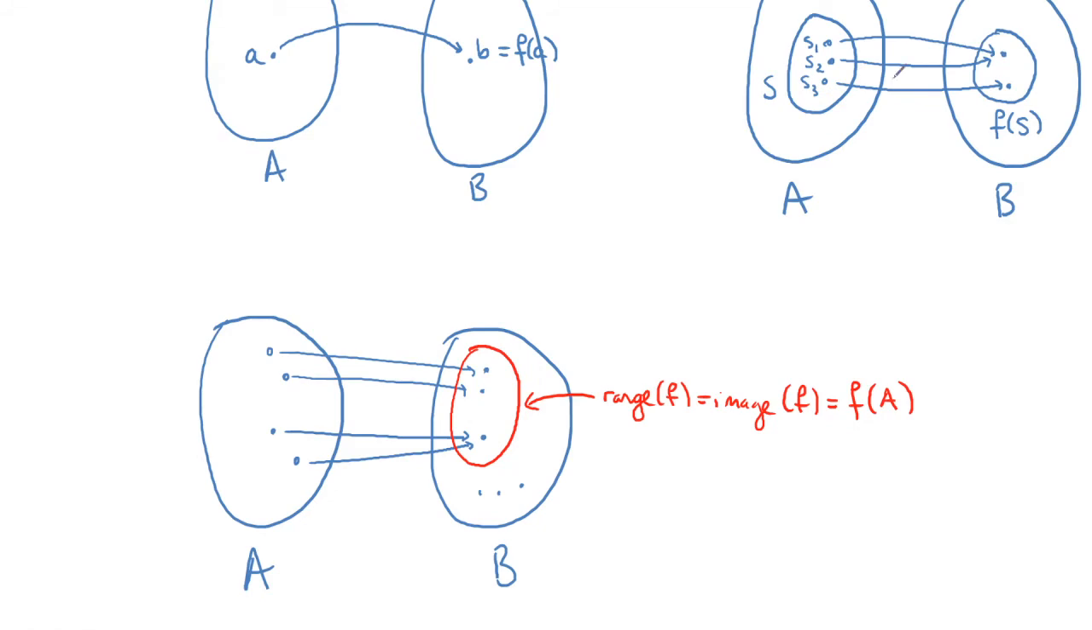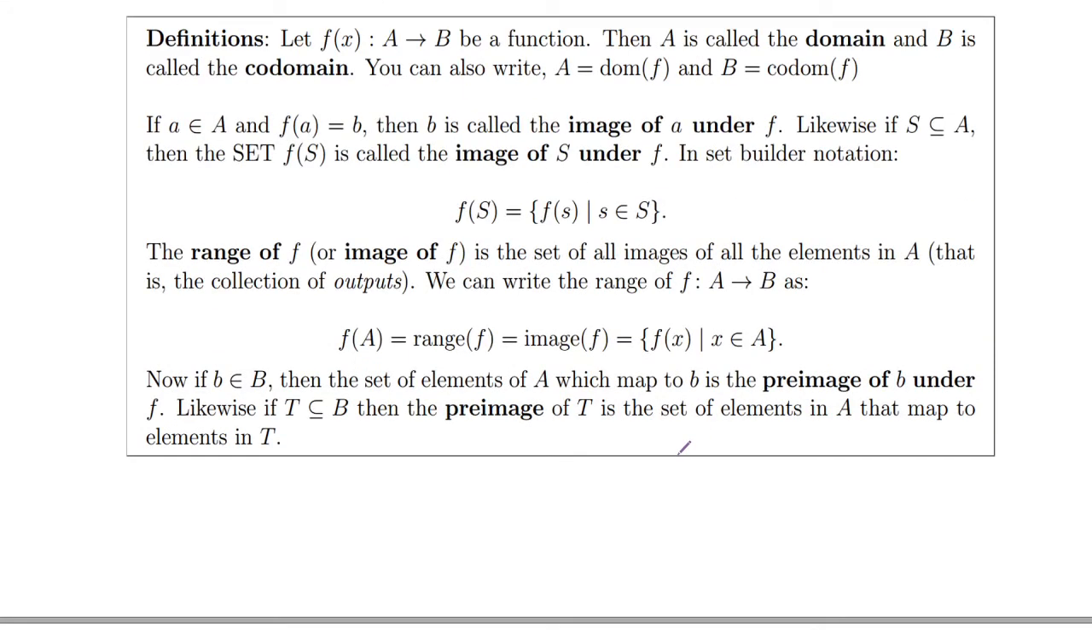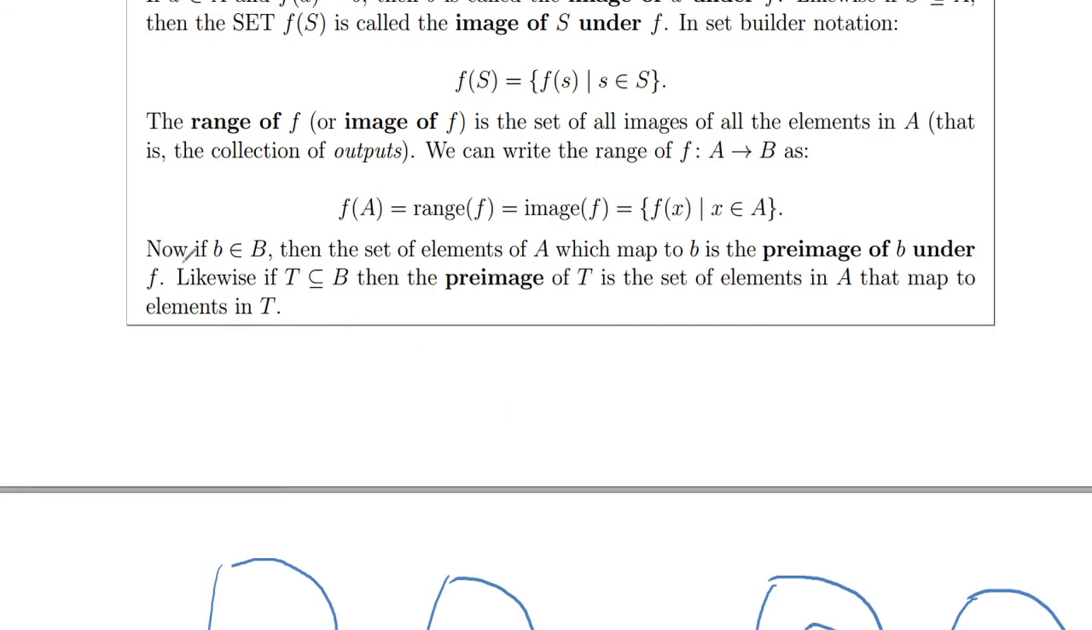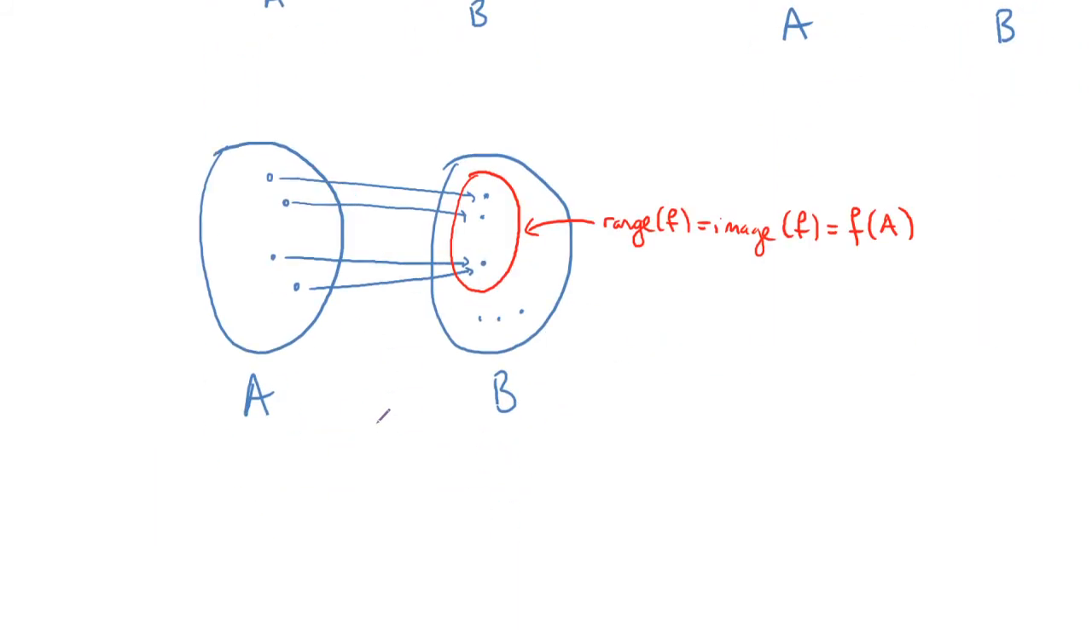Okay, so that's the range. And what else do we have? Well, if I give you a b in the codomain, then the set of elements of A which map to B is called the preimage of B under the function f. Let me see if I can draw a picture of that for you.